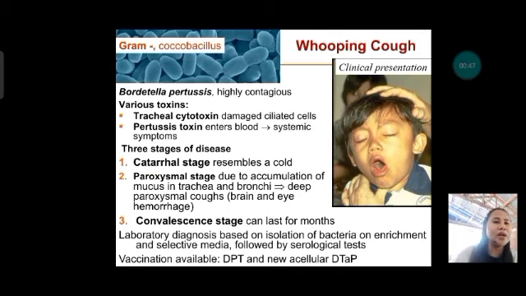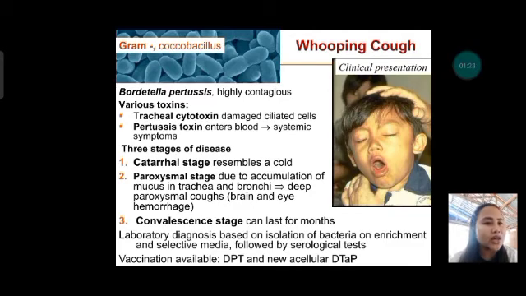So first, let us tackle pertussis or whooping cough. Pertussis is caused by Bordetella pertussis, a gram-negative coccobacillus bacteria, and is highly contagious. It produces various toxins: the tracheal cytotoxins, which damage the ciliated cells, and the pertussis toxins, which enter the blood to cause systemic symptoms. So there are three stages of this whooping cough.